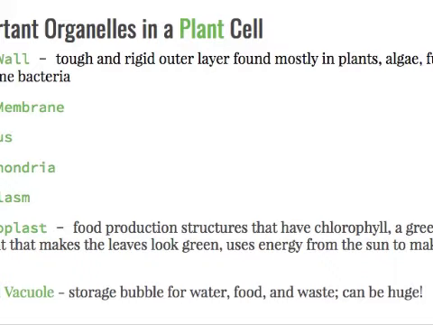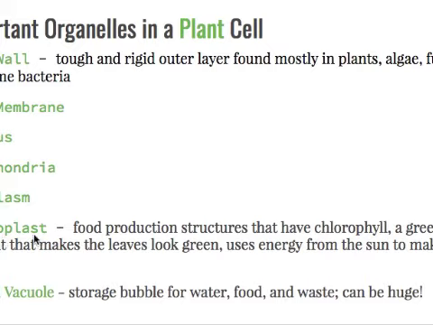Plant cells have some other organelles that animal cells don't, such as the cell wall, which is the tough, rigid outer layer. It's what makes plants so rigid. Think of a celery stalk or the stalk on broccoli or a tree trunk. To make it stand up and grow like that, it has this tough outer cell wall that is very rigid. It doesn't bend easily.